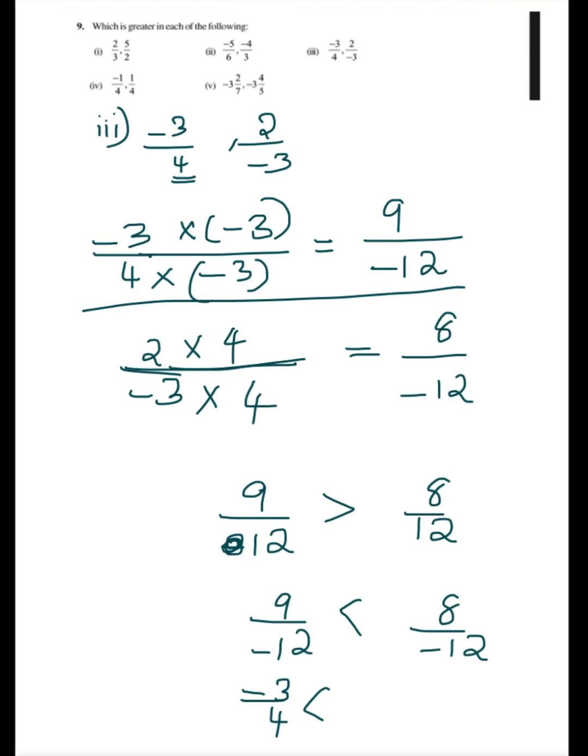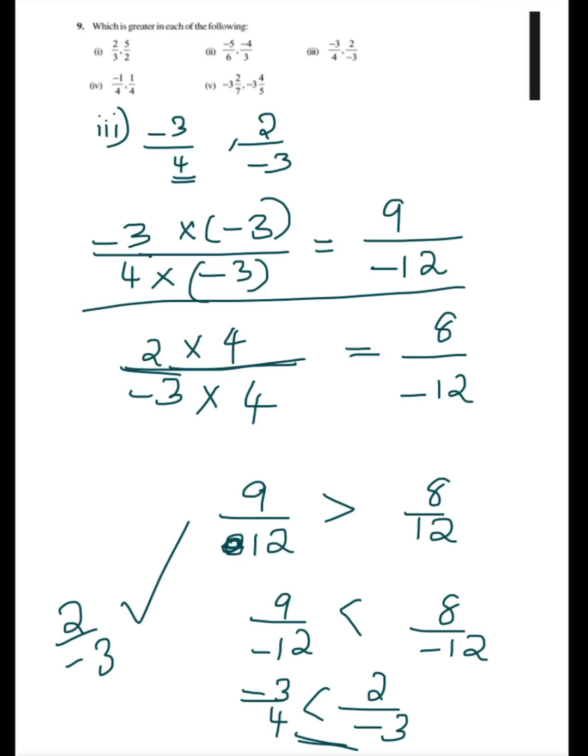8 by minus 12, which is actually 2 by minus 3. So you can say minus 3 by 4 is less than 2 by minus 3. Which will be the greater number? 2 by minus 3 will be the greater number. Okay. So that is the answer for this question.